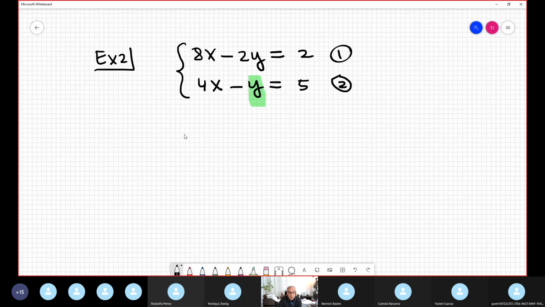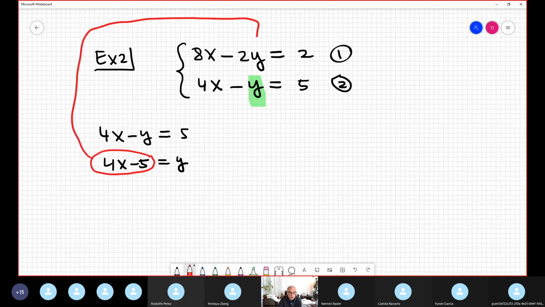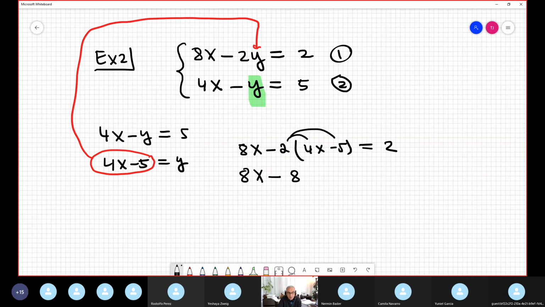So you take 4x minus y equals 5. You solve for y, 4x minus 5 equals y. And now substitute this expression in the other equation, in the y place. Here we have 8x minus 2 times something, and you replace the y with this expression, 4x minus 5, equal to 2. You distribute it. It's 8x plus 10 equal to 2.